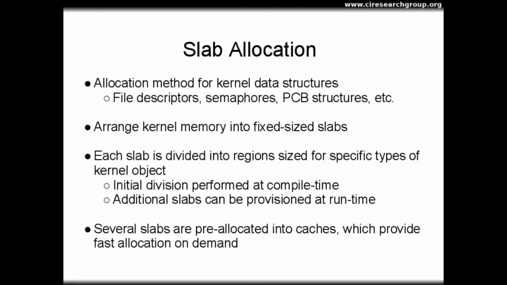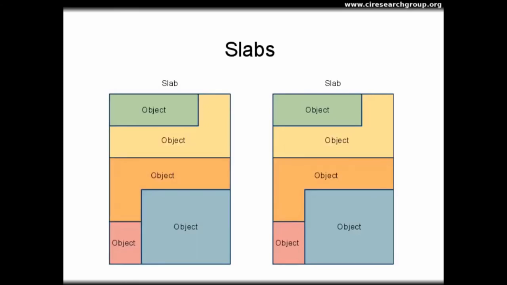Initial layout of these slabs is performed at compile time. At runtime, several of each of the different slab layouts are pre-allocated into caches. Whenever the kernel requires a new data structure, space for the data structure is simply taken from the slab cache. If the slab cache starts to run out of a certain slab layout, it automatically provisions extras. Graphically, slabs can be represented in a manner shown here.